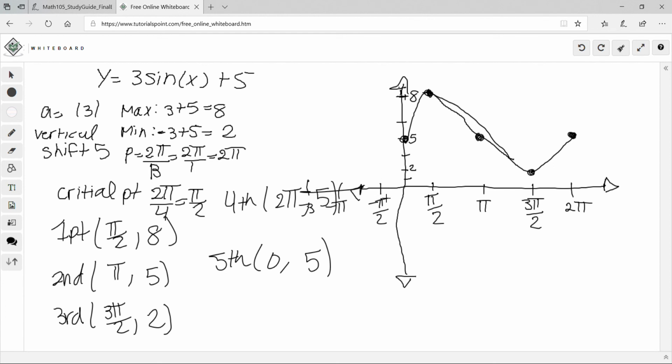And then you know that at negative pi halves, it's the opposite of pi halves, so it's going to be negative 8. So negative 8 would be right here if you wanted more than one cycle. So you could just graph one cycle. So that's how you graph this sine graph.